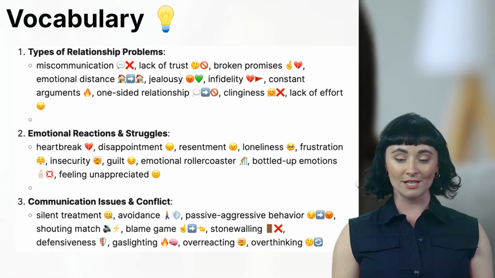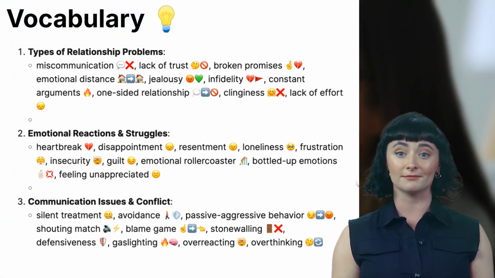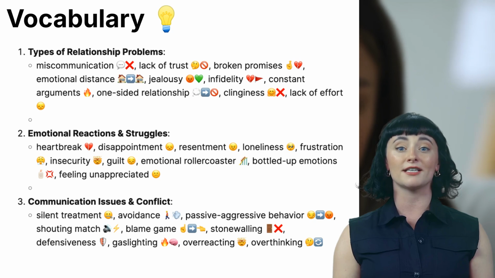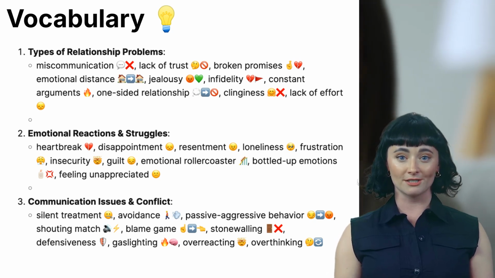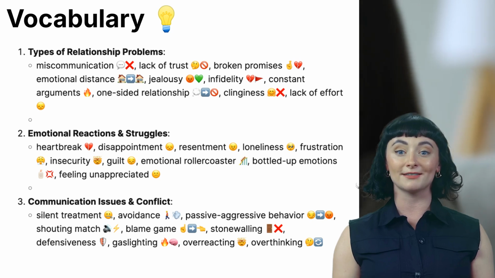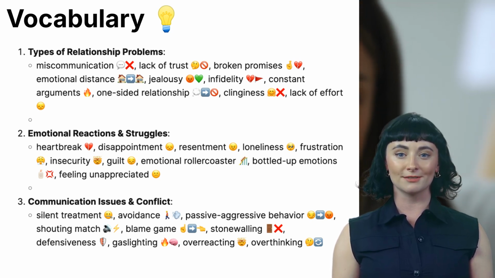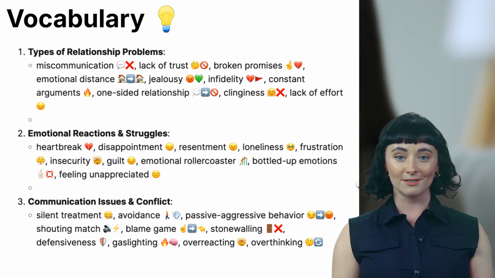Let's go over some essential vocabulary. 1. Types of relationship problems. Miscommunication, when messages are misunderstood or not clearly expressed. Lack of trust, when one or both people in a relationship doubt each other's honesty or reliability. Broken promises, commitments that are not kept, leading to disappointment. Emotional distance, when people grow apart emotionally, even if they are physically together.